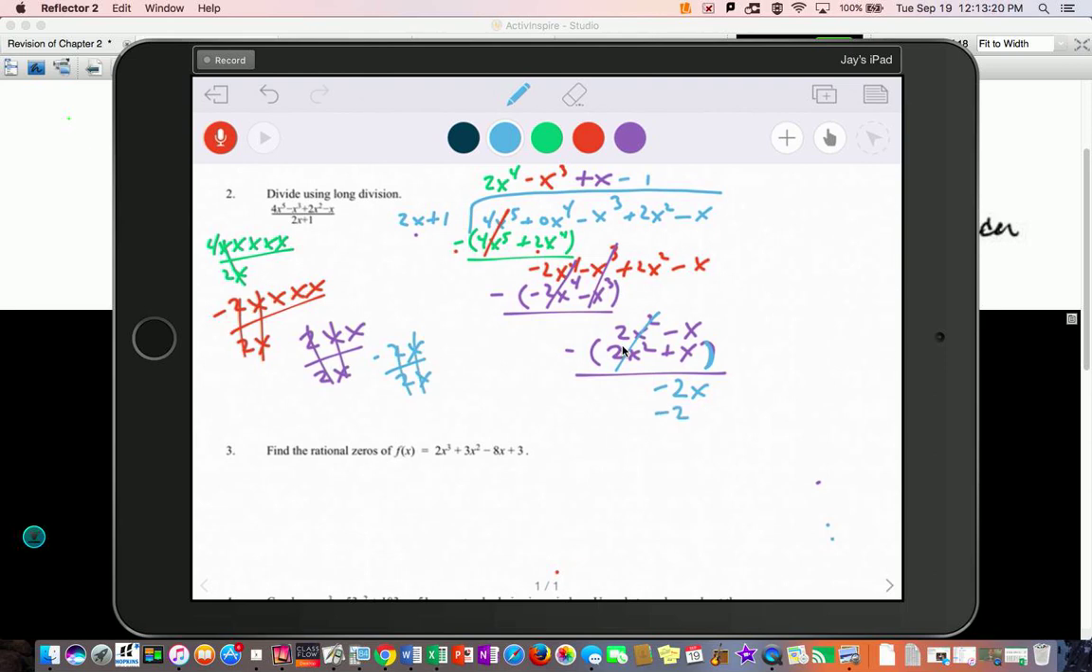Then you go negative, multiply the top, negative 1 times 2x is negative 2x. Negative 1 times 1 is negative 1. Put that in parentheses and subtract. And these go away, and I'm left with positive 1. So a remainder of 1. And some people write it 1 over 2x plus 1. So look that over and see what you think.